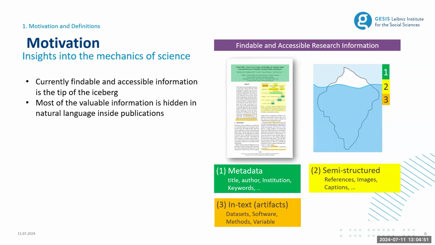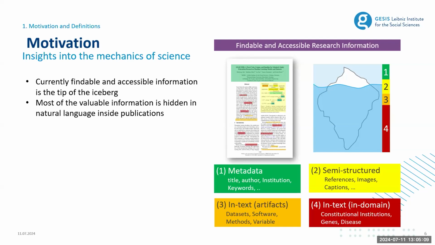The third category are in-text research artifacts, so mentions of datasets, software, methods, and variables, not in the reference section or in footnotes, but also in the fluent text. And lastly, the fourth category is in-text, in-domain information. So this could be constitutional institutions for political science research or genes and disease in biomedicine. This information is mostly about the research object itself.